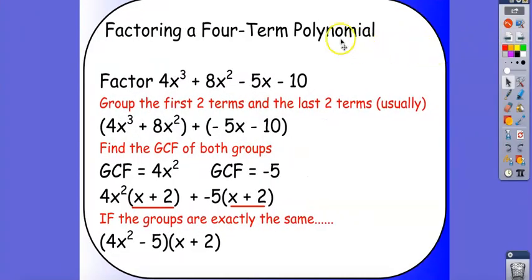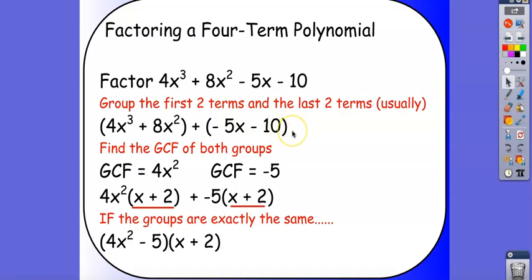If you have a 4-term polynomial, here's what it looks like. You see it's 3rd degree, but it has 1, 2, 3, 4 terms. What you're going to do is group the first 2 terms and the last 2 terms. There might be a case sometime when you can't find a greatest common factor between the first 2 terms and the last 2 terms, and in that case you might want to swap these 2 terms. But let's just go with the way it's normally done.